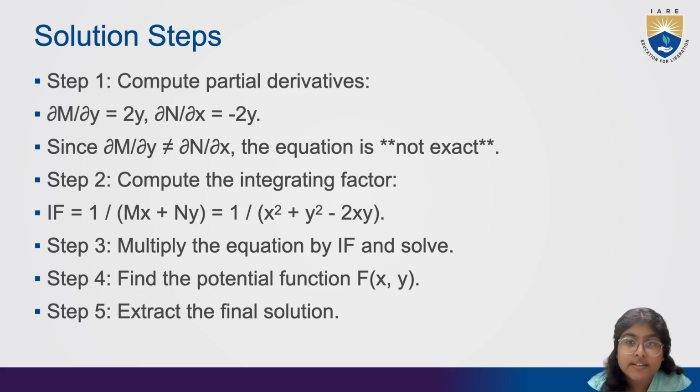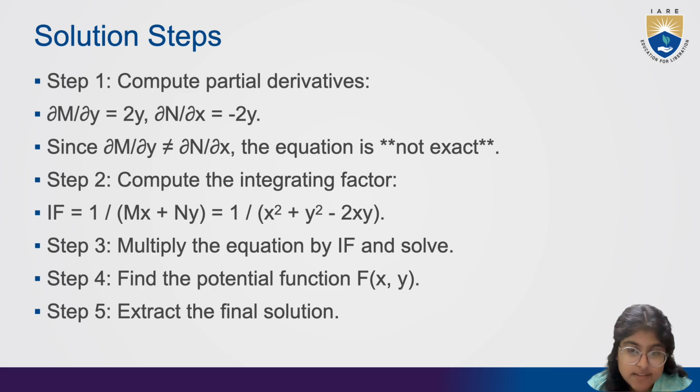Hence, the equation is not exact. Therefore, we need to find the integrating factor IF = 1/(Mx + Ny). Now, let us go through the solution step by step. First, let us start by computing Mx + Ny. On doing so, we get x² + y² − 2xy. Here, we can see that Mx + Ny is not equal to 0. Hence, the IF, or the integrating factor, exists.